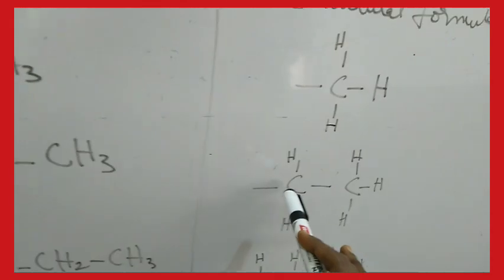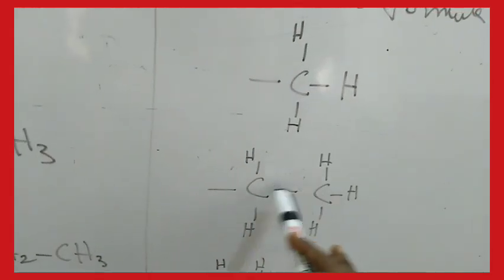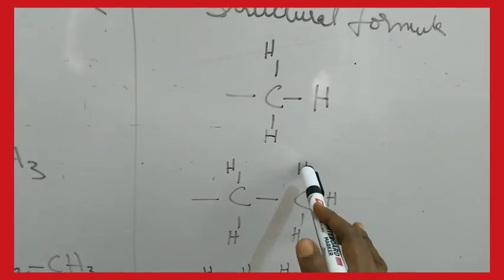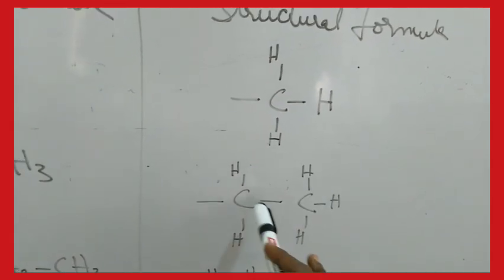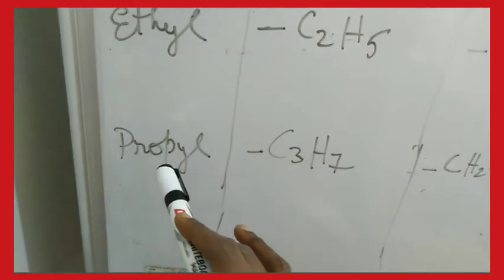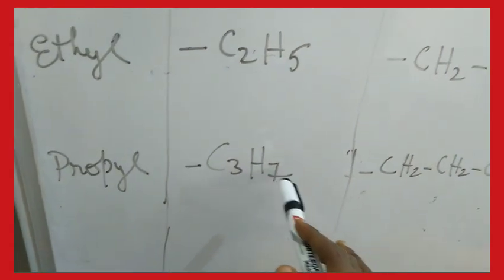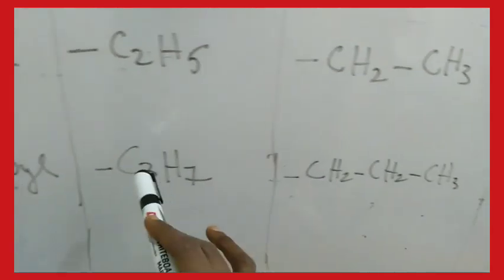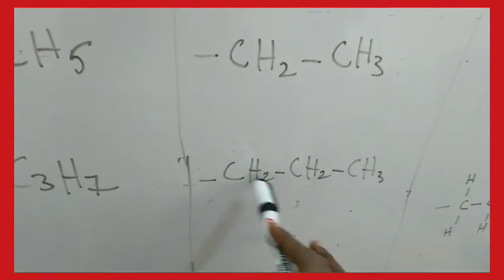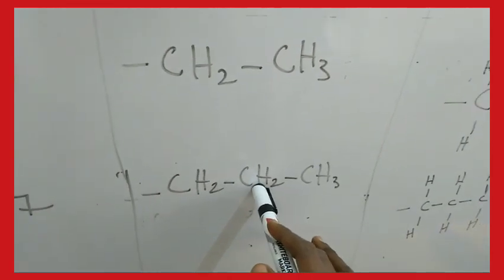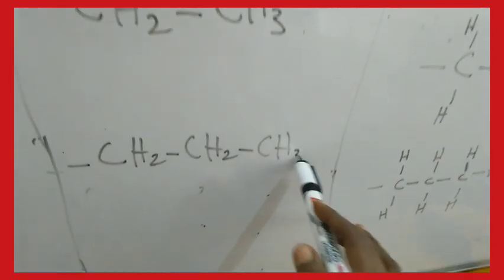Now let us see the structural formula. Of the 2 carbon atoms, one carbon atom is bonded with 2 hydrogen atoms and the other carbon atom is bonded with 3 hydrogen atoms. C2H5: 1, 2, 3, 4, 5. Coming to the third example, propyl, C3H7. So 3 carbon atoms, 1, 2, 3. First carbon is linked with 2 hydrogen atoms, then the next with 2 hydrogen atoms, and this one is linked with 3 hydrogen atoms.